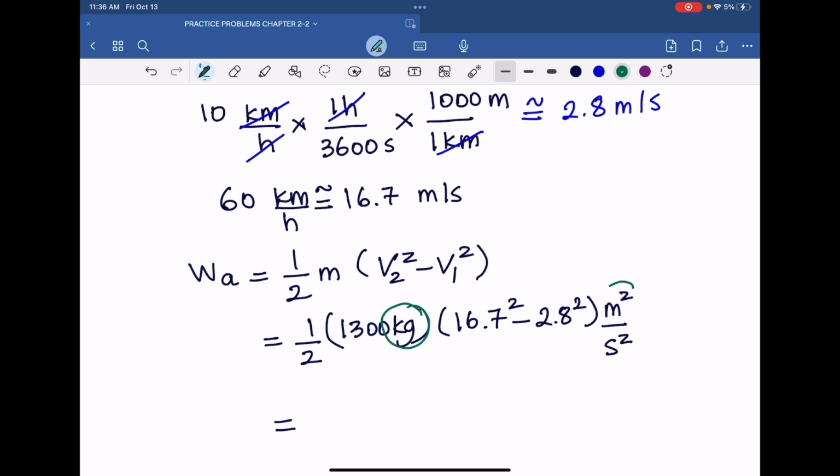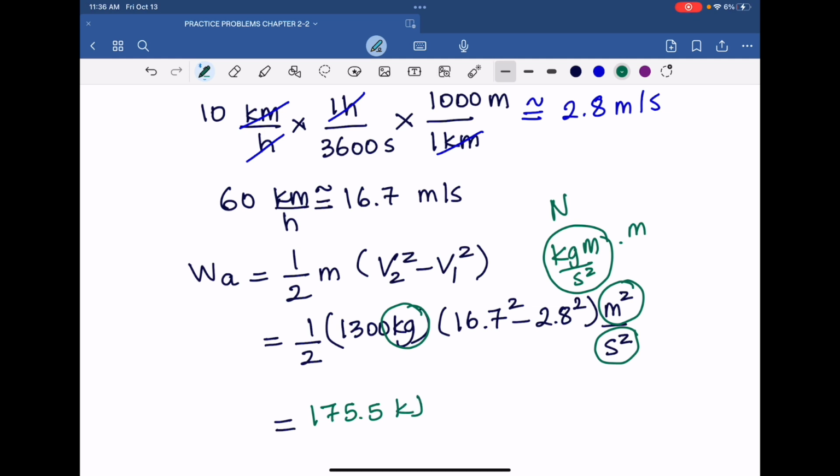Kilogram meter per second squared is Newton, right? This is Newton times meter. There is one more meter here. So Newton times meter is joules. Joules directly, right? Kilogram meter per second squared is Newton. Newton times meter is joules. If I divide the overall equation by 1000, I should find it in terms of kilojoules. So this should be equal to 175.5 kilojoule. Okay.